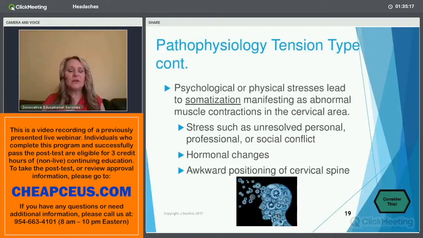What happens is this theory of tension type headache says that it actually starts in the psyche, the origin of the pain. And they're saying that possibly it's related to the hippocampus, that we're seeing some atrophy due to chronic stress. And then because of this, we're also seeing an alteration in the cortisol levels.